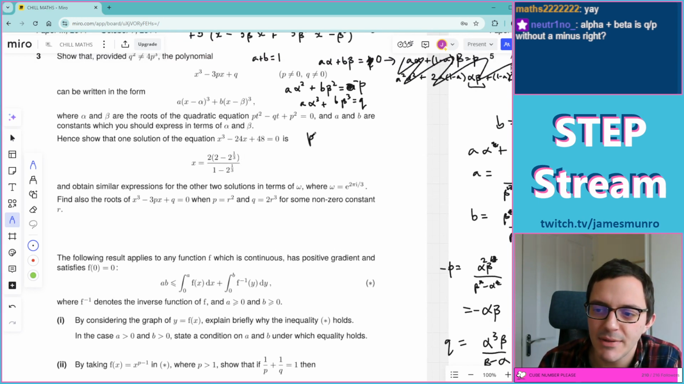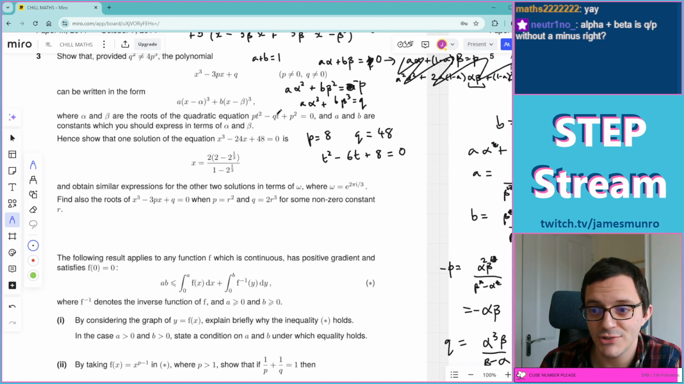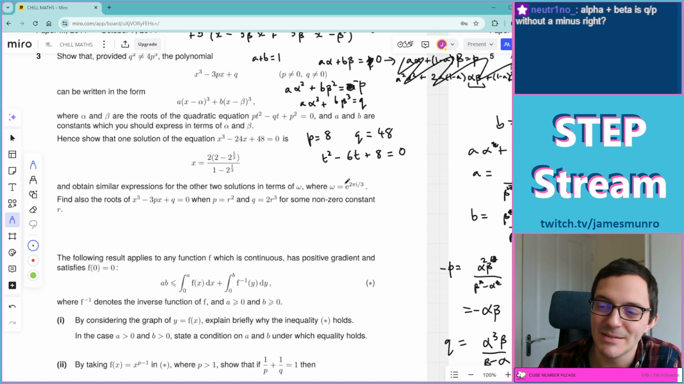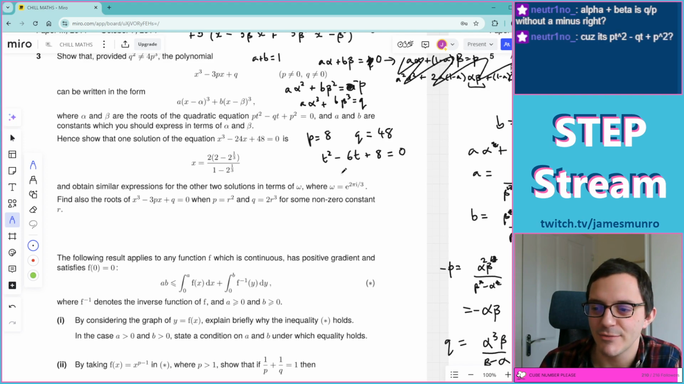So maybe I'm imagining here P is 8, Q is 48. If that's the case, then, well, we'd be thinking a little bit about solving t squared minus 6t plus 8. I'm trying to divide it by 8 live. Why would I do that? Why would I divide it live? I just saw myself make this horrible mistake of mixing up two terms. Why would I try and solve it live? Anyway, there we go. Seem to have done that. So 4 and 2.